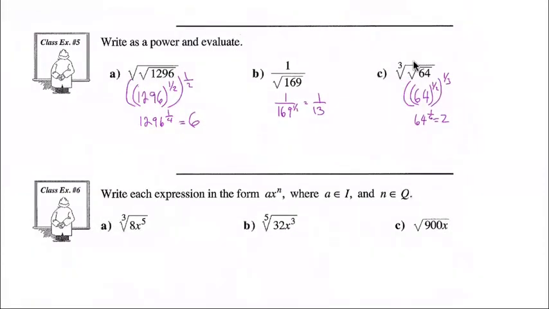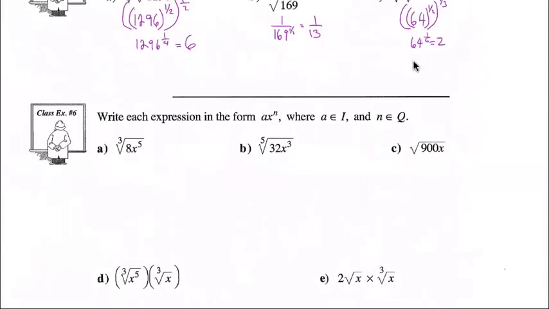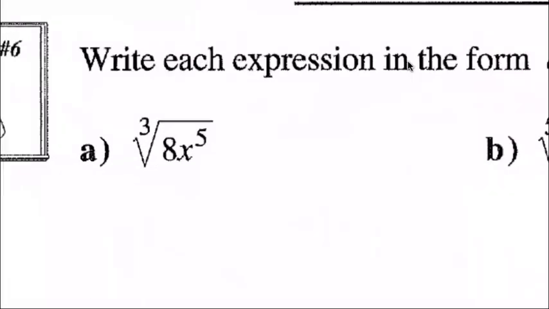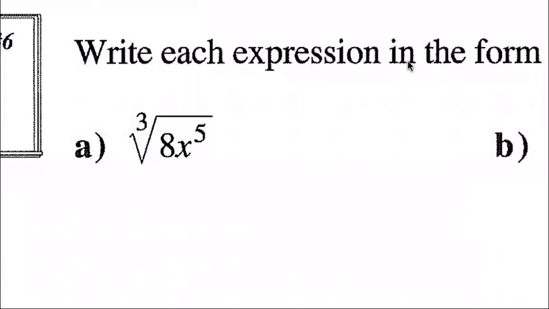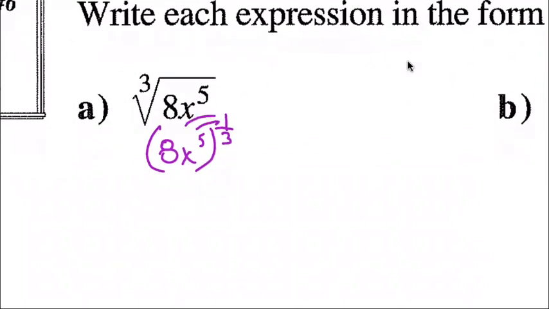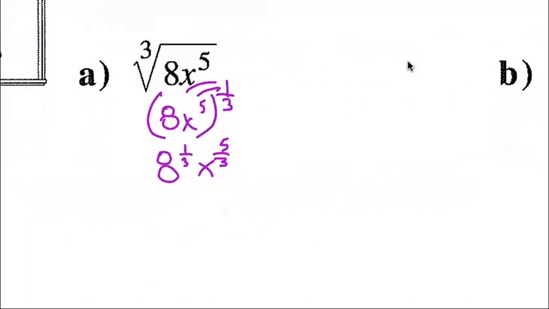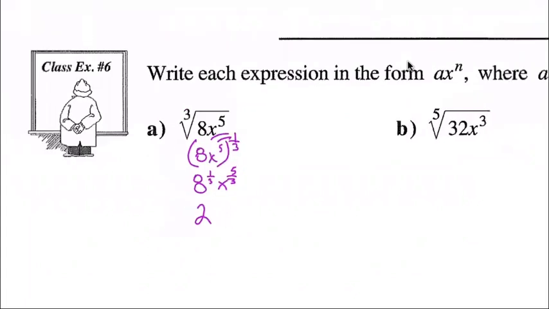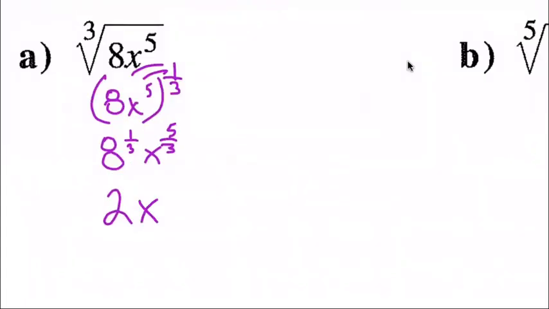Question 6. Last examples. Write each expression in the form of ax to the n, where a is an integer and n is a rational number. Well, cube root of 8x to the 5th is going to be 8x to the 5th, all raised to the 1/3. When I multiply this in, that's going to be 8 to the 1/3 times x to the power of 5 over 3. 8 to the 1/3 is 2, so this is going to be 2x to the power of 5 over 3.